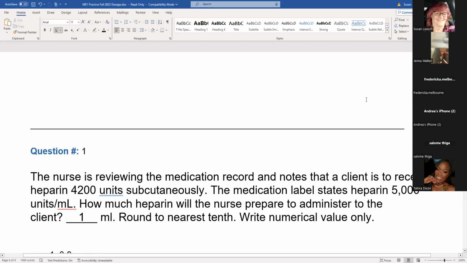Okay, look at this practice question. Now, how do you set this problem up? Desired over have. Right, which is what we've been doing. This should take you all of 10 seconds. 4,200 divided by 5,000, right? Yes. I don't want you to rush to do it, but I'm just saying these questions are very doable.